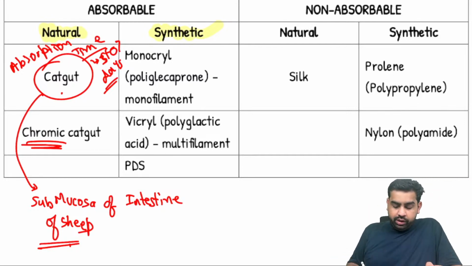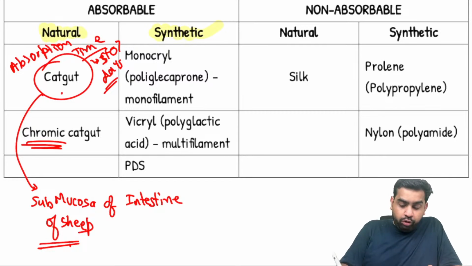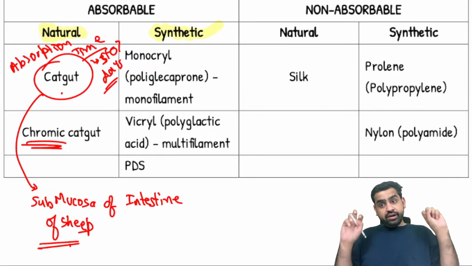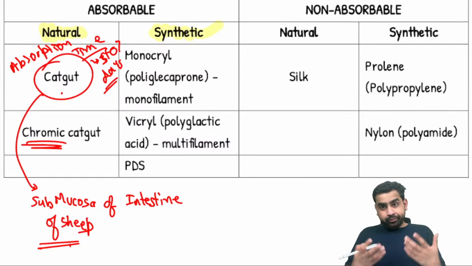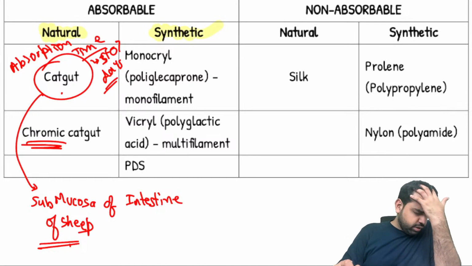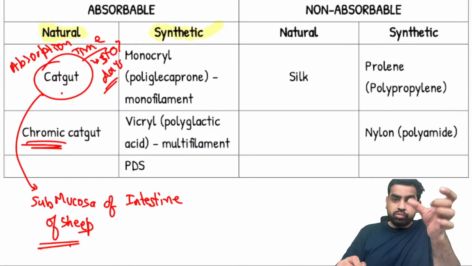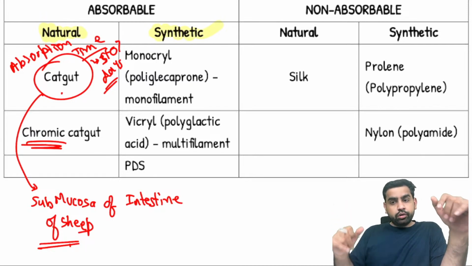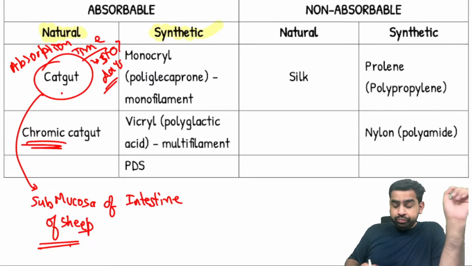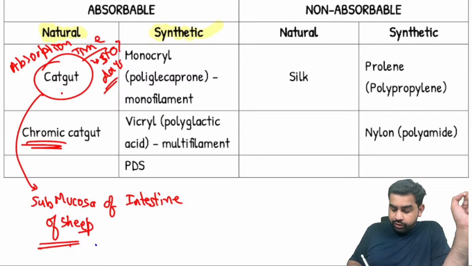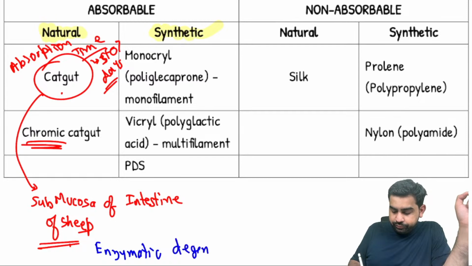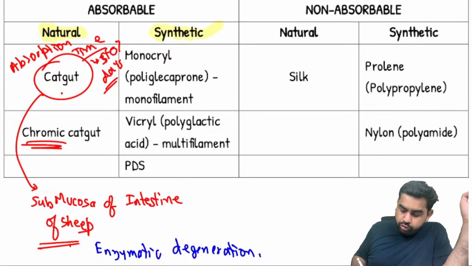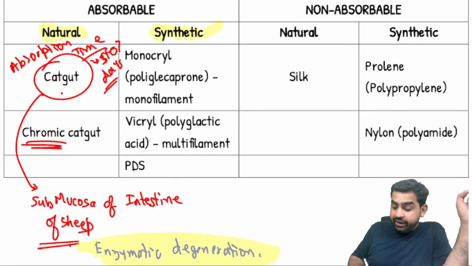Right, now let's talk about the absorption. As I told you, it is a naturally occurring absorbable suture. Because it is a naturally occurring absorbable suture, how is it absorbed? It's not going to be magic, right? So how are these particular sutures absorbed? These are absorbed by the process of what you call enzymatic degeneration. So the catgut is basically absorbed by the process of enzymatic degeneration.